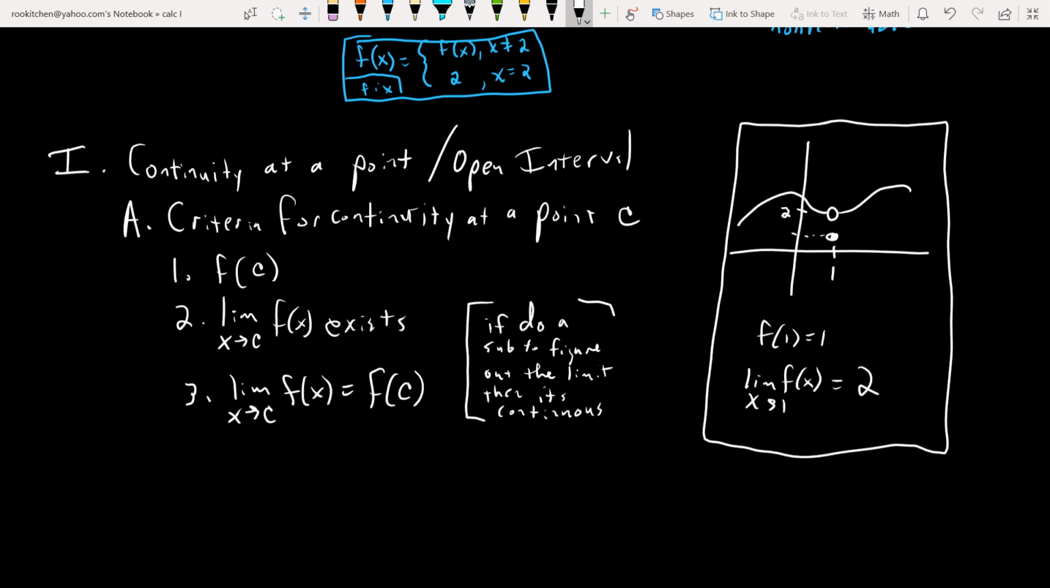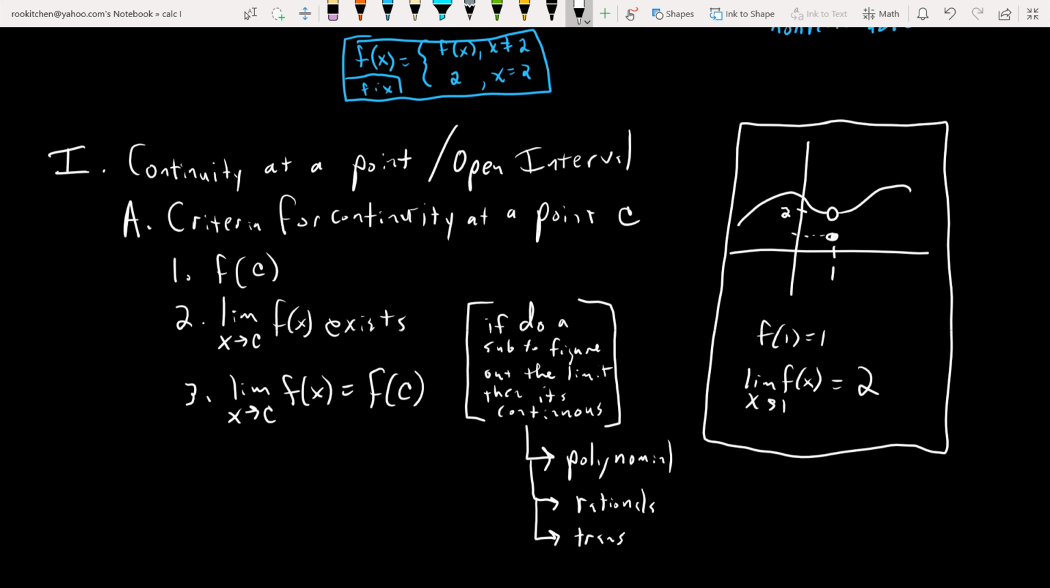So the laws from the previous section kind of point towards functions which are continuous. Polynomials: you can always evaluate a polynomial's limit by just substituting in the value. Rationals, except clearly where the denominator is equal to 0. Everywhere else, you can evaluate the limit just by doing a substitution.